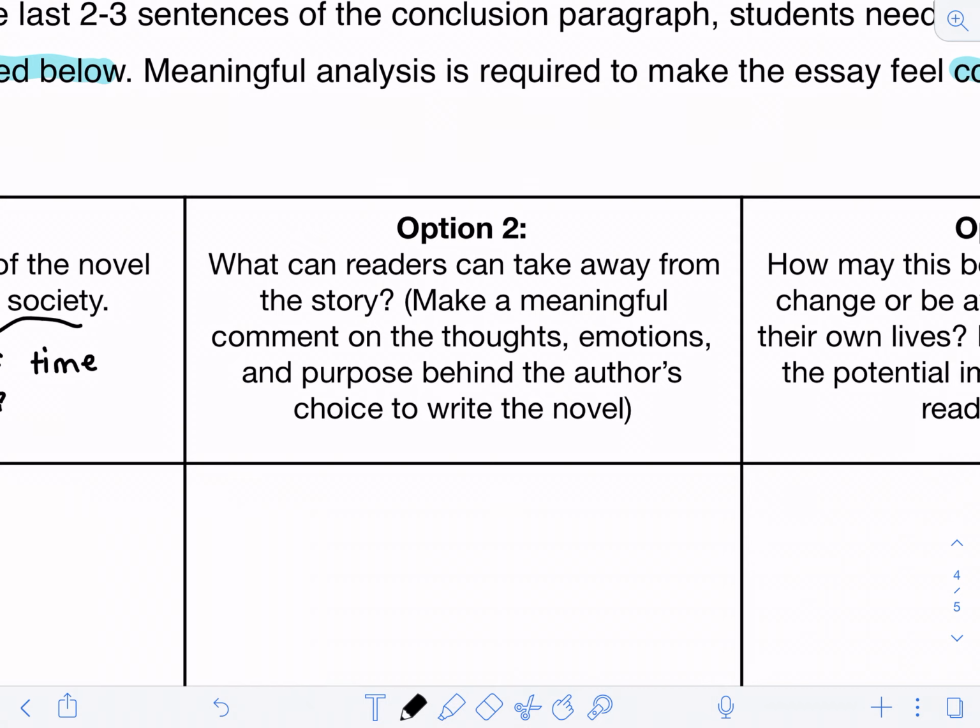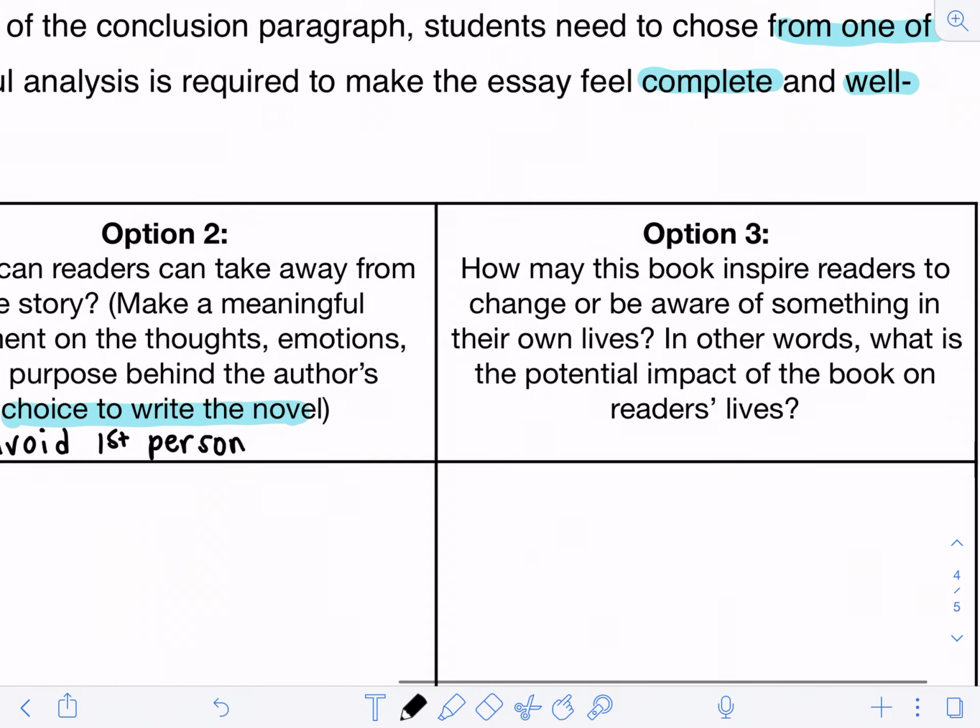Option 2. What can readers take away from the story? Make a meaningful comment on the thoughts, emotions, or purpose behind the author's choice to write the novel. This is a little bit more personal, a little bit more emotional. Remember, we're still avoiding first person. You can write your takeaway by making it universal. It doesn't have to be like, I think the meaning is blah, blah, blah. We don't want to do that. So avoid starting that sentence off with first person.